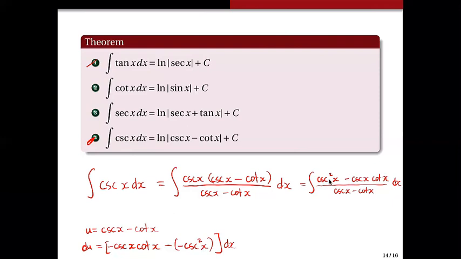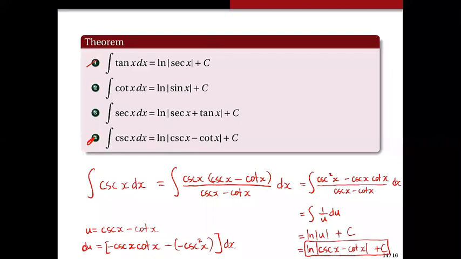So if you continue with the substitution, this is just the integral of 1 over u du. And this is ln absolute value of u plus c. And therefore, you have ln absolute value of cosecant of x minus cotangent of x plus the arbitrary constant. So this is the expression that we are looking for. So that's for the integral of cosecant x dx.